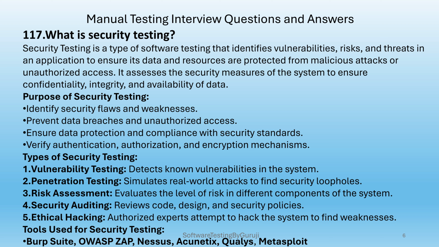So now let's understand the types of security testing. First, vulnerability testing detects known vulnerabilities in the system. Second, penetration testing simulates real-world attacks to find security loopholes. Third, risk assessment evaluates the level of risk in different components of the system. Fourth, security auditing reviews code, design, and security policies. Fifth, ethical hacking, where an authorized expert attempts to hack the system to find weaknesses. So these are the types.